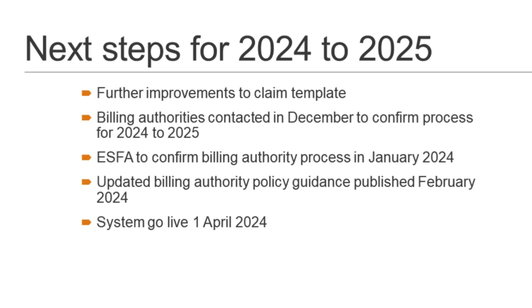In terms of guidance, the BA policy guidance will be updated for next year as well, and that's normally published around February time. There's also detailed technical guidance, again, that will be updated in readiness for the service, which will go live on the 1st of April. Okay, so that concludes our presentation in terms of the overview of the process.